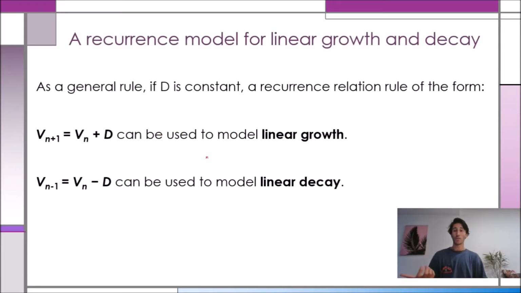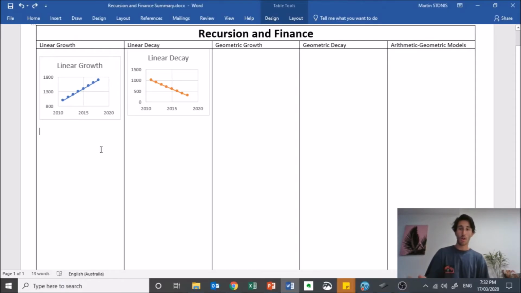All right, now we want to model linear growth and decay using a recurrence relation. So for linear growth, our recurrence relation is Vn plus 1, as in the next value, is equal to Vn, which means the current value, plus whatever the change is. So in this case, we're calling the change D. This is where you guys should be going to your notes and putting in some notes that look something like this.